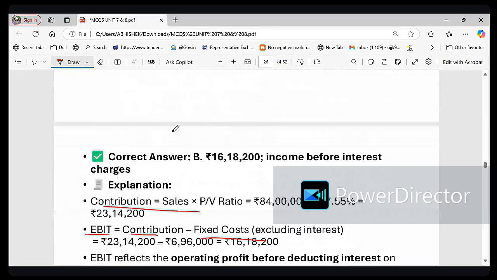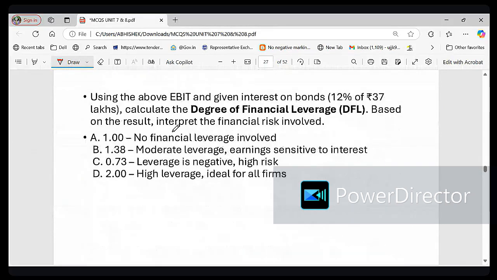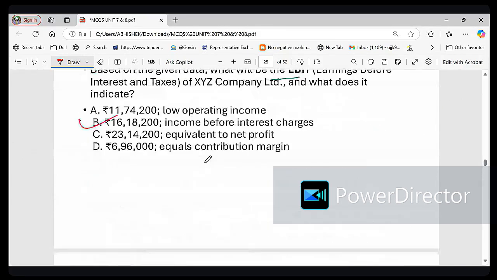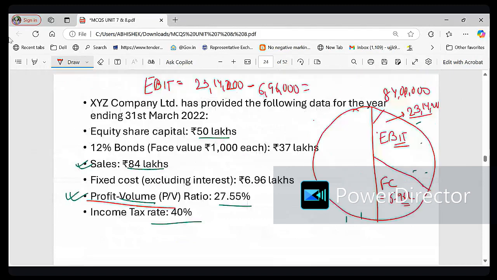Now let's come back to this particular question. This is the second part of the above question. We have EBIT and interest on the bond, and you have to calculate the DFL, degree of financial leverage. Options are 1, 1.38, 0.73 and 2. So come back to this question, you have to calculate the degree of financial leverage.